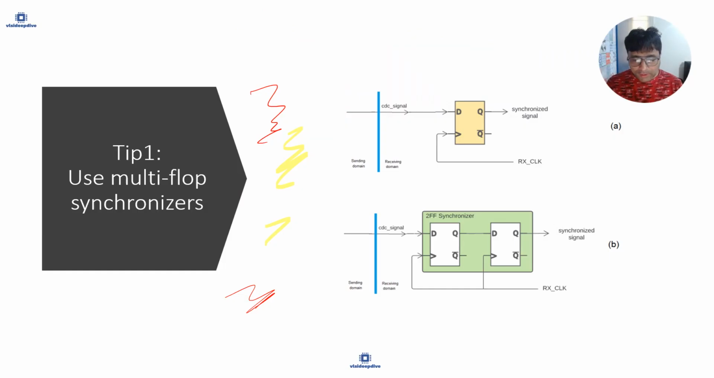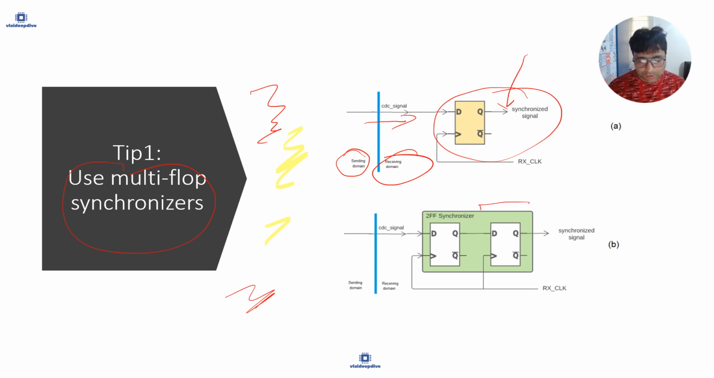So the first important thing is to use multi-flop synchronizers. When you're transferring a CDC signal from the sending domain to the receiving domain, if you just use one flop, there can be metastability on that flop. So you always have more than one flop, which is also known as a synchronizer, to avoid that metastability. How many flops you need depends on what you want your MTBF to be for the design, but the first tip is very, very important. Use multi-flop synchronizer.